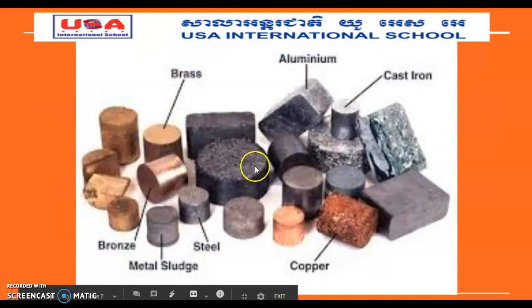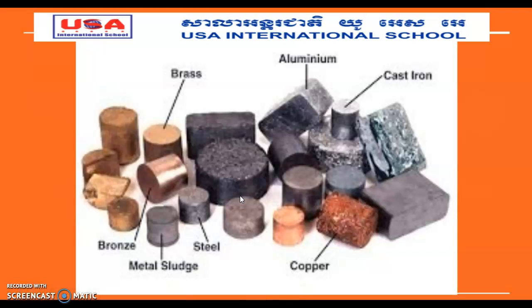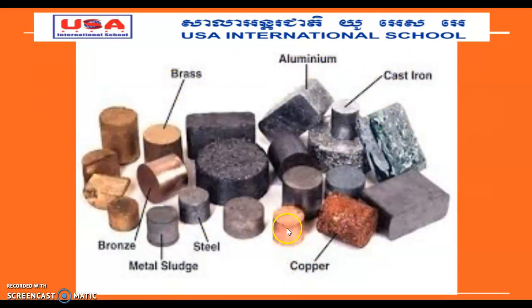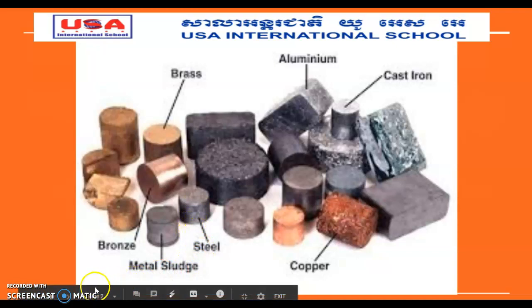So here are some examples of materials that are made of metal. These are bronze, brass, steel, metal sludge, copper, cast iron, and aluminum. All of these are examples of metal. We will not go deeper with this because these are just some examples. And now I want to go through the properties of metal. All right.